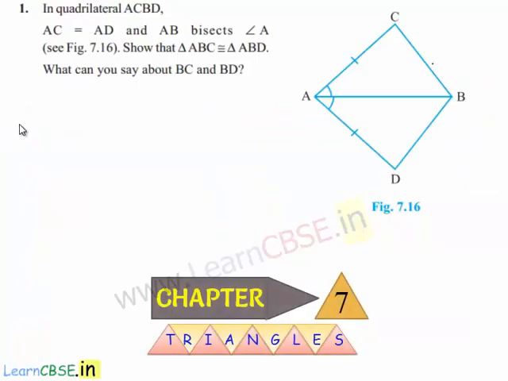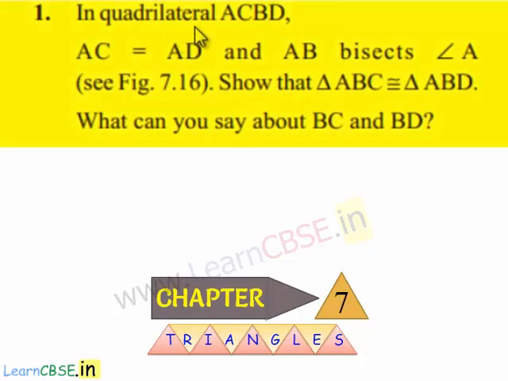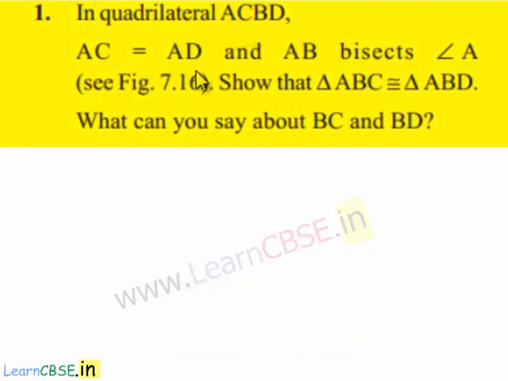Coming to the first problem, in quadrilateral ACBD, AC is equal to AD and AB bisects angle A. Show that triangle ABC is congruent to triangle ABD, and what can you say about BC and BD? Now moving on to the solution.